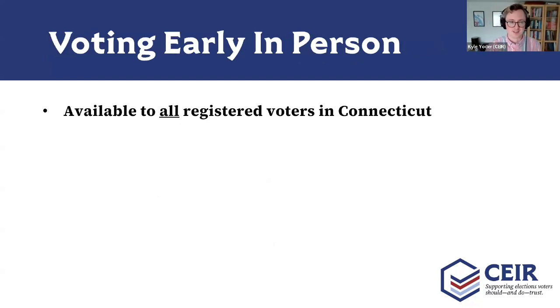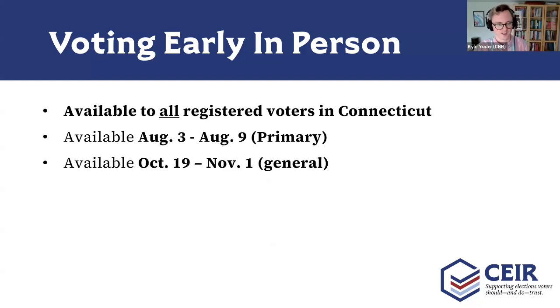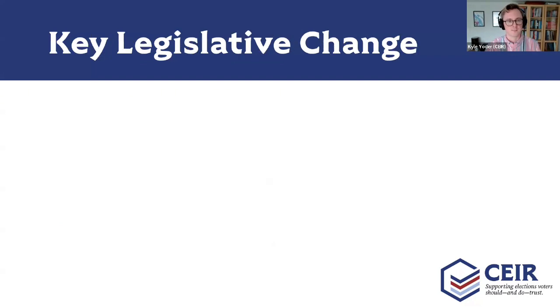Talking about voting early in person, since 2023, this has been available to all registered voters in the state of Connecticut. Here in the primary, those dates are August 3rd to August 9th. In the general, those dates will be October 19th to November 1st. And early voting locations and hours can be found at this link that you see on screen.